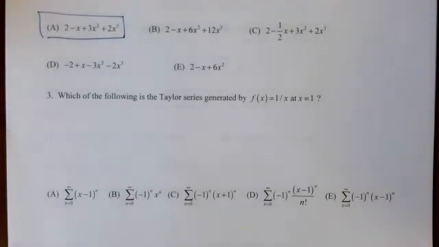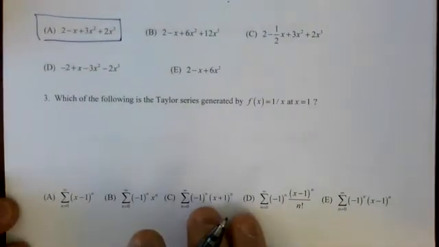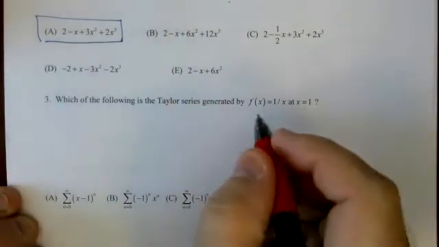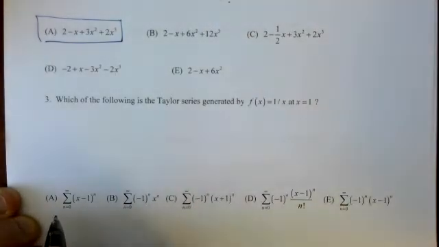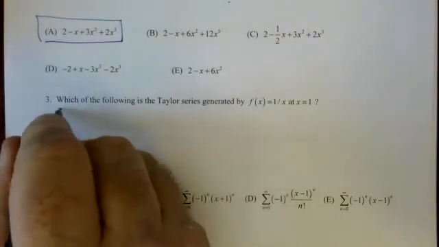Which of the following is the Taylor series generated by f of x equals 1 over x at x equals 1? So this is tough. I don't know what they're asking. I usually don't. And then I think 1 over x, I can probably do this with my derivatives, or I can do it a different way. Well, I'll always do derivatives because that makes sense.